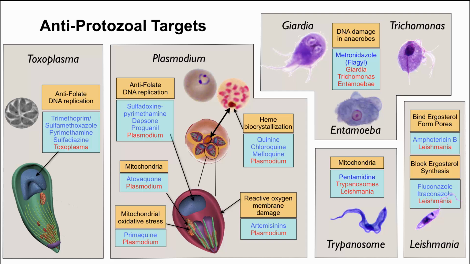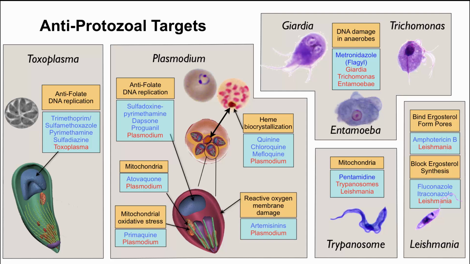So for example, Giardia, Trichomonas, and Entamoeba, which you can see in the upper right corner, these can all be treated with an antibiotic called metronidazole. And metronidazole causes DNA damage when activated in anaerobic conditions. Now, all three of these protozoa lack mitochondria. Our cells have mitochondria, and we use aerobic conditions, which then never activates metronidazole.